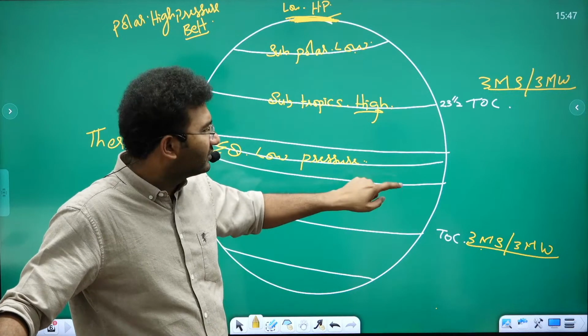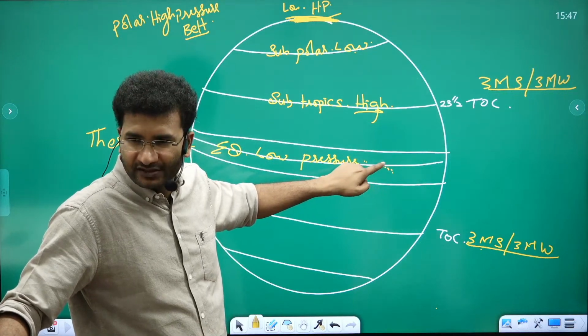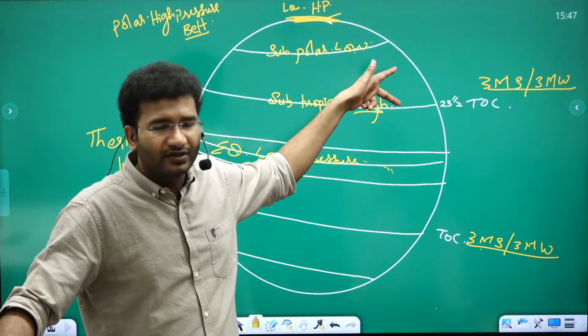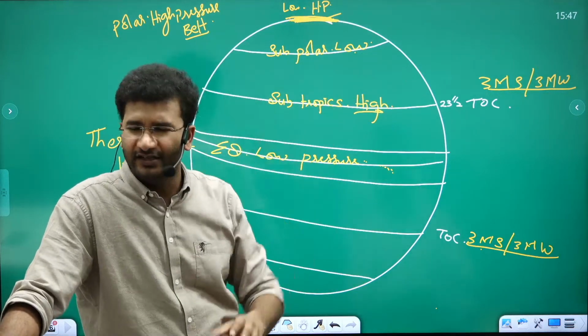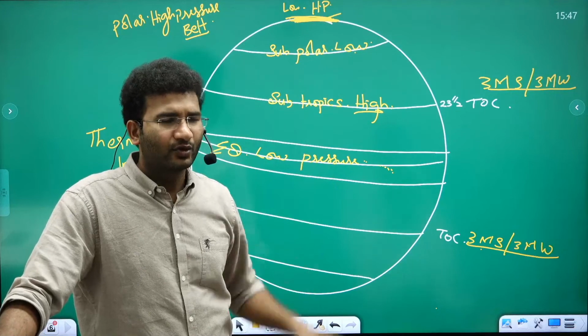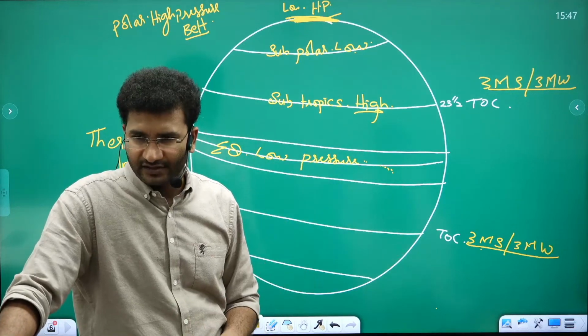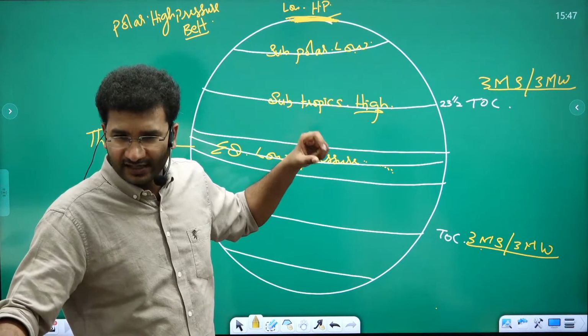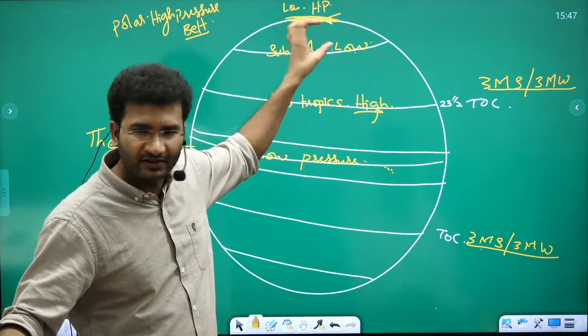Permanent pressure belt systems are the ones at the equatorial low pressure and at the polar high pressure. The rest of the two are called dynamically induced. There are many reasons why they are formed. Those reasons we'll learn in the further classes. I'll explain each pressure belt in great detail in the further classes.